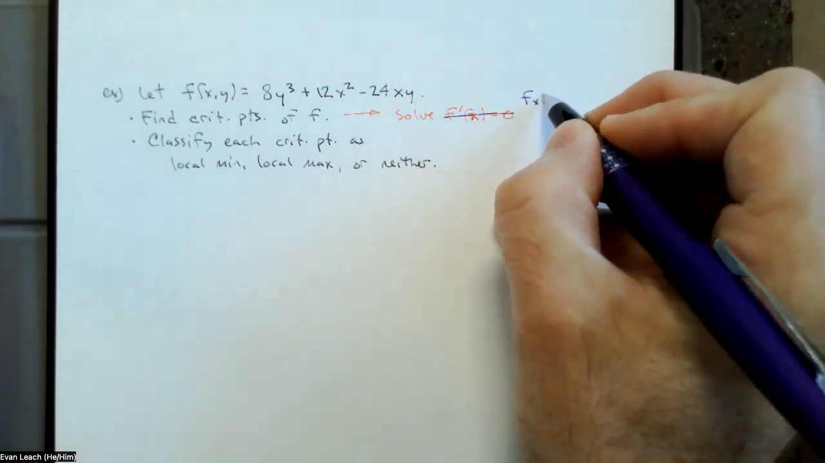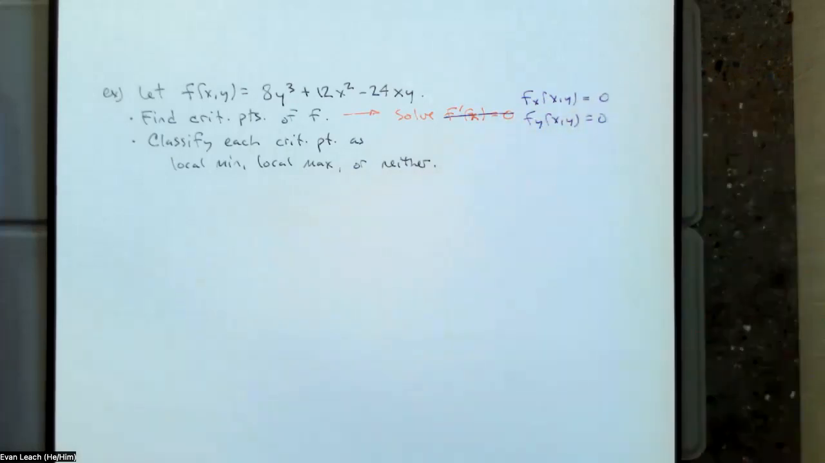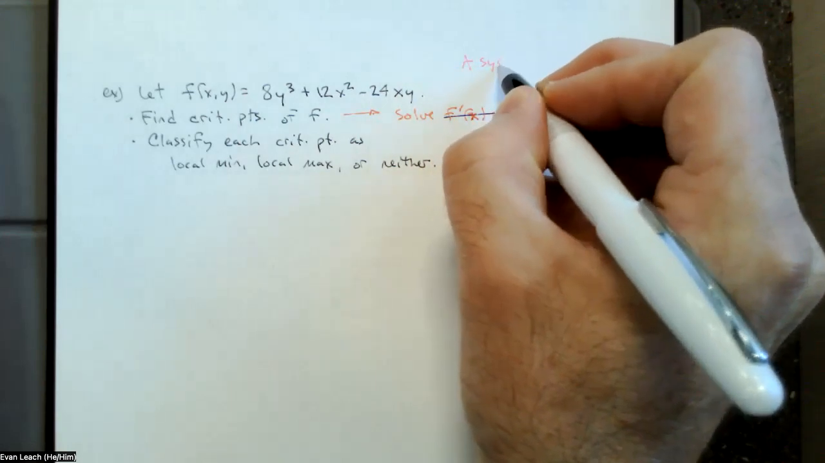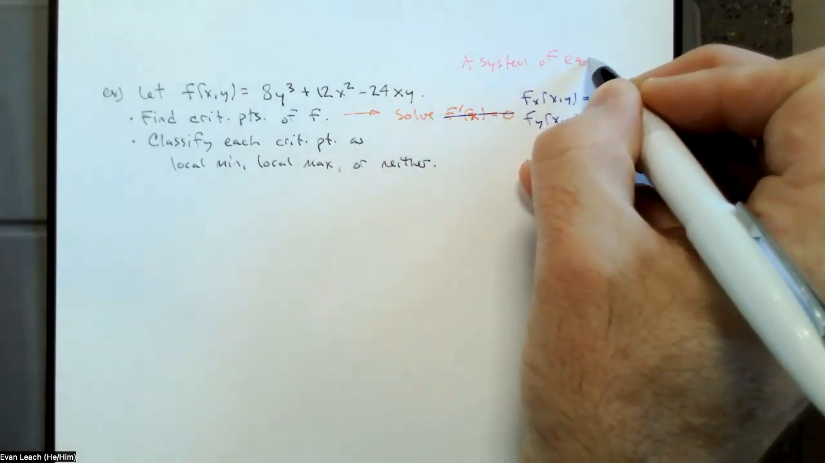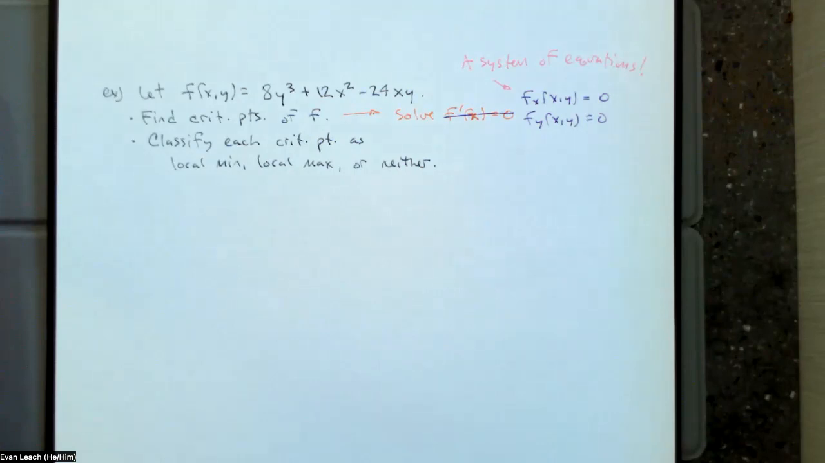I have two partial derivatives, fx of (x,y) and fy of (x,y). But the survival skill in Calc 1 is take the derivative, set it equal to 0, and solve. So that's what we're going to do. Note that in this case, we're getting a system of equations. We're getting two equations with two variables. What are our options for classifying them?